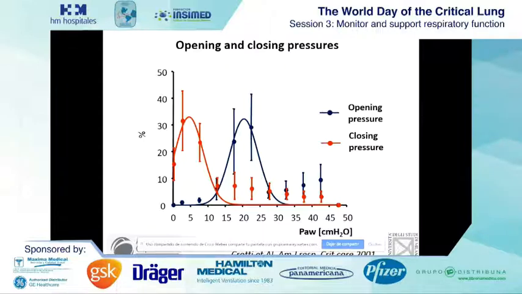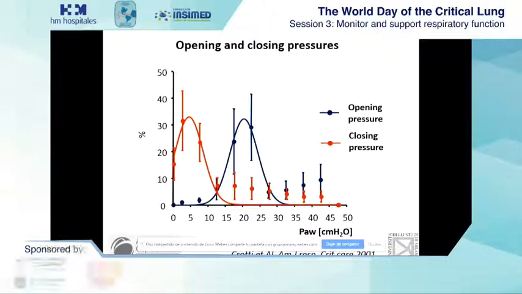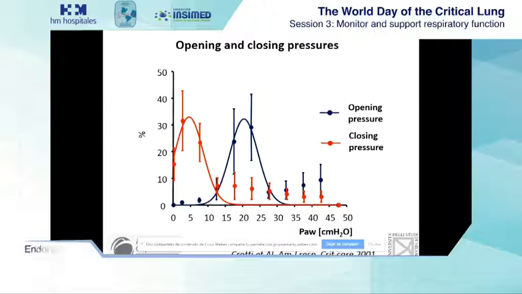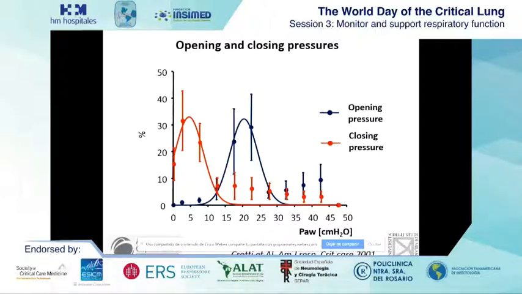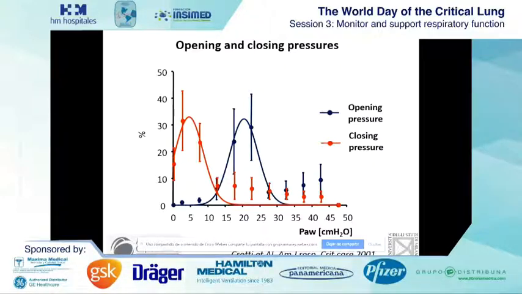On this old but very important slide, you see on the blue line, in patients with ARDS, the distribution of the opening pressure. On average it is around 20 centimeters of water, but many parts of the lung can open at 35, 40, and 50. The red line represents the closing pressure. It is lower. This is the pressure at which the lung closes. So this is the rationale to promote a recruitment maneuver to open up the lung and then select the PEEP level to keep the lung open.